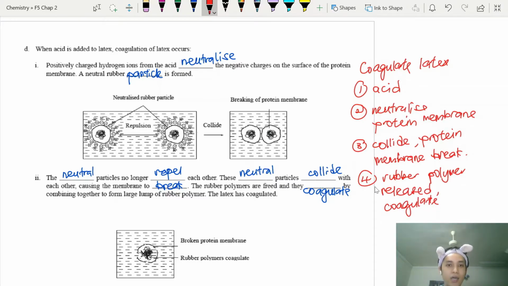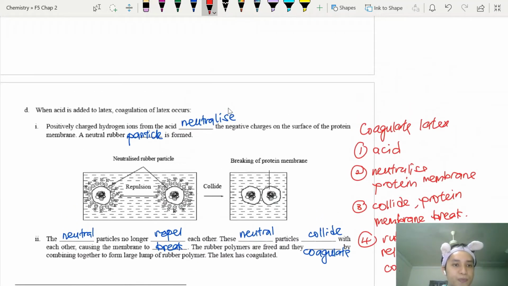So technically that is what is happening. But normally in your essay question you need to give proper sentences. I'm just giving you roughly the main points that you need to remember. Just remember that the acid added will neutralize the protein membrane, so they do not repel. When they do not repel and they collide, the membrane will break. So the rubber polymer inside can come out, and then they are going to coagulate.